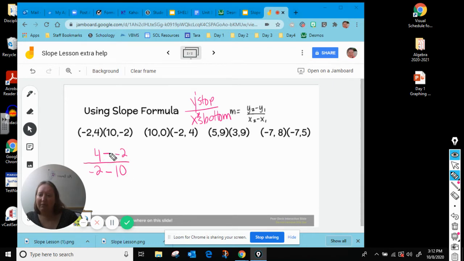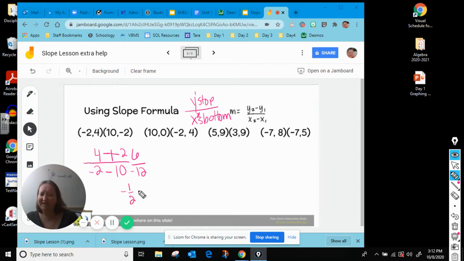All right, now I do the math. A negative and a negative makes a positive. So that's 6. -2 minus 10, -12. That is the slope, but it needs to be reduced. So they're both divisible by 6, so it ends up as -1/2.